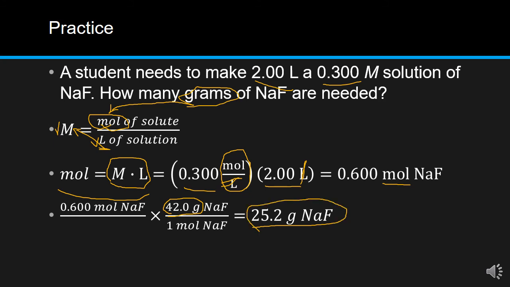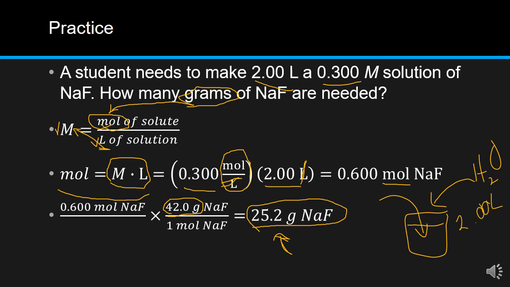Now, here's what this means. If I need to make this solution for a teacher, for a lab, or have the students do it for me, they would take this and go weigh it on an electronic balance. They'd weigh out 25.2 grams of sodium fluoride, and they'd either get a beaker or Erlenmeyer flask. They would put that sodium fluoride in there. Then they're going to add H2O until that volume gets up to, in this case, 2 liters. Now, normally in chem we use milliliters, so you may have to do some more conversions there. But for this example, we would have to add water until we got to 2 liters.